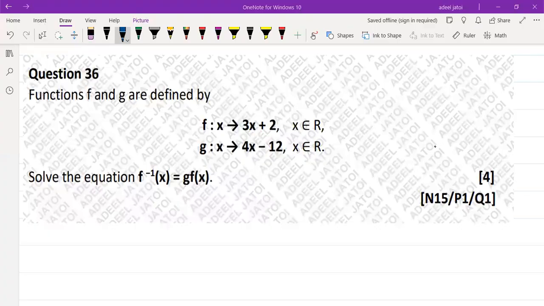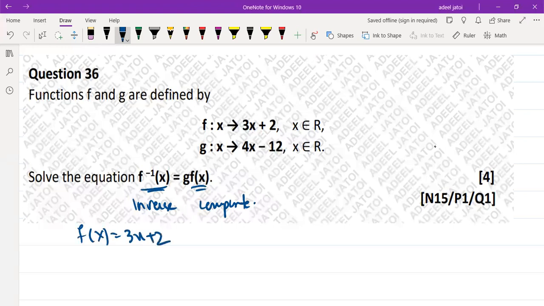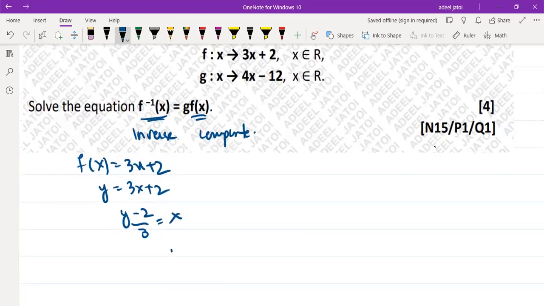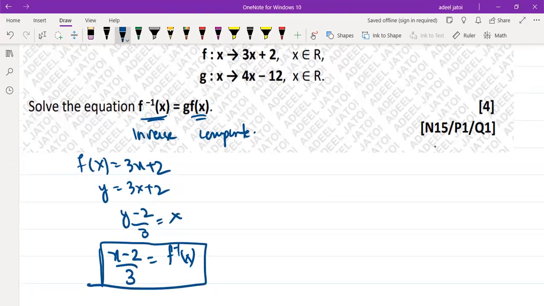Okay, the question from November 2015, paper 1, question number 5. If you see, this is your inverse, which is equated with composite function. So f(x) is equal to 3x plus 2. This will be y is equal to 3x plus 2. y minus 2 upon 3 is equal to what? x. So this should be f inverse of x is equal to x minus 2 upon 3. So now this becomes f inverse of x.